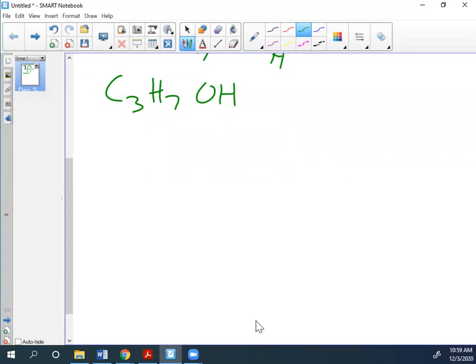How many valence electrons does it have? 26. I believe 100%. Whoever said that is, I believe, 100% correct. 4 times 3 plus 1 times 7 plus 6 plus 1 is in fact 26. What's the first thing I'm going to draw? My 3 carbons, right?